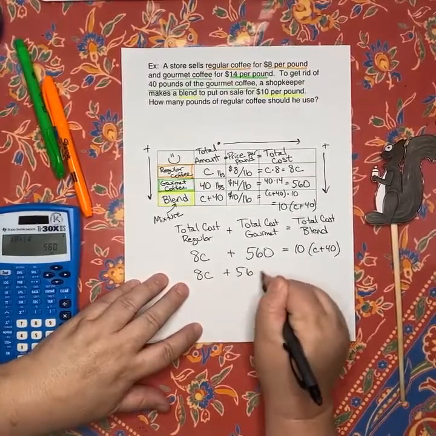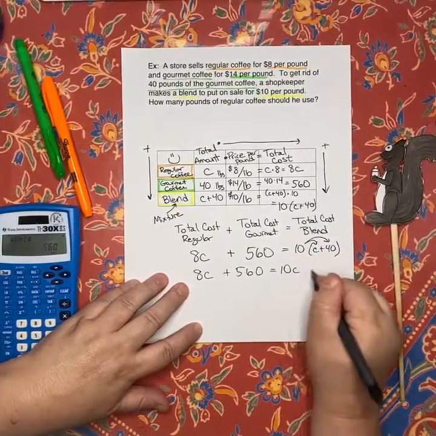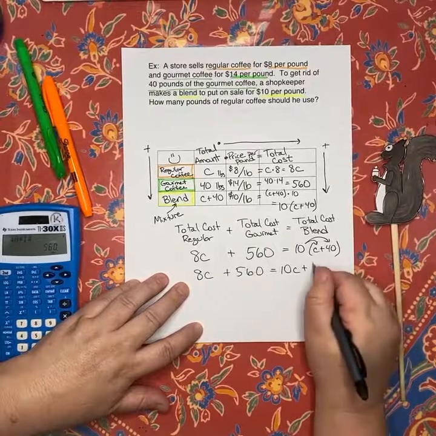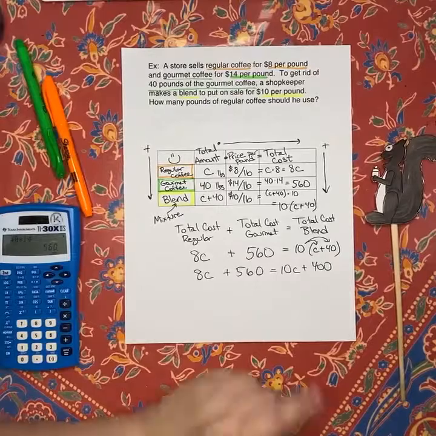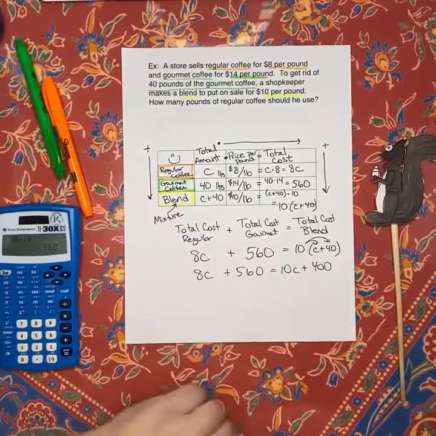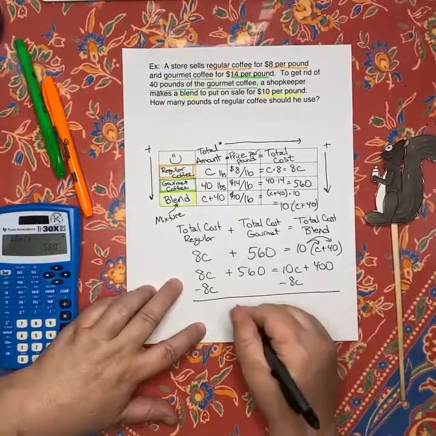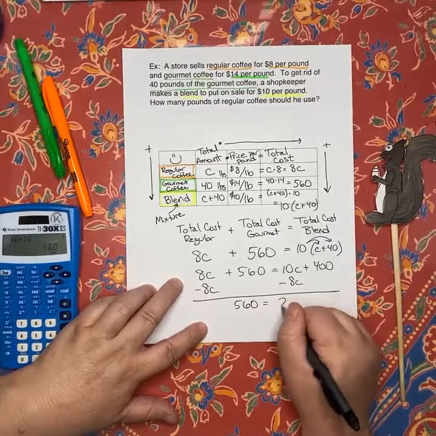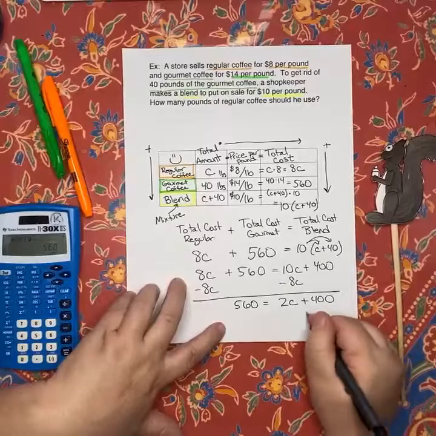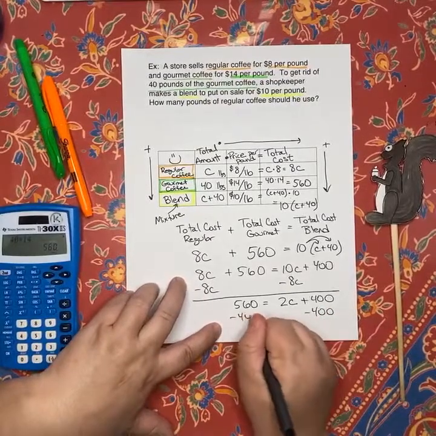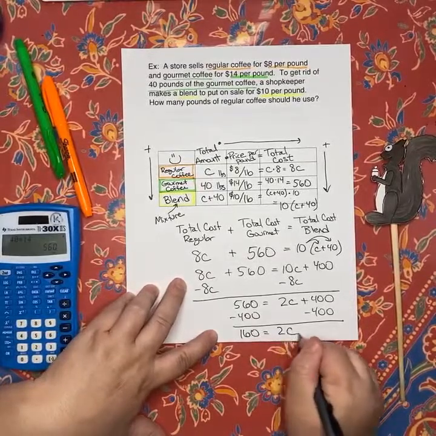I've got 8C plus 560 equals, and then I'm going to use the distributive property, 10c plus 10 times 40 is 400. Now I'm going to think to myself, okay, where do I want to put the c's? There are actually more c's on the right, so I'm going to move them over there. I'm going to subtract 8c from both sides and get 560 equals 2c plus 400. Then I'm going to move the 400 over. So I get 160 equals 2c.